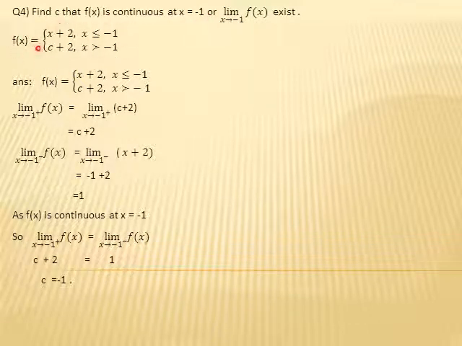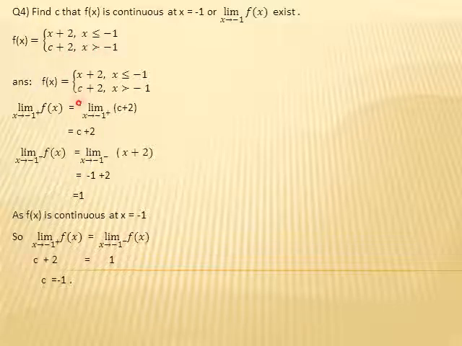Now this is another piecewise function. This is called the left hand limit and this is called the right hand limit. So f of x is equal to x plus 2 for x less than or equal to minus 1, so we can use this function x plus 2, and for x greater than minus 1, we can use this function c plus 2.